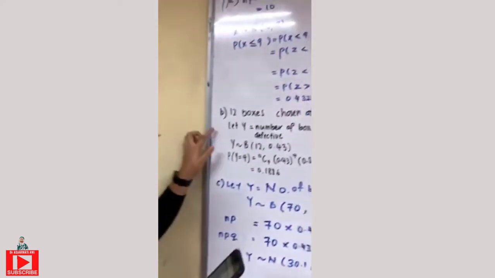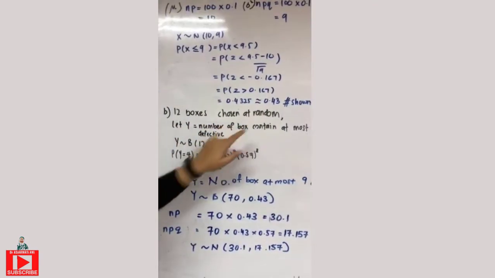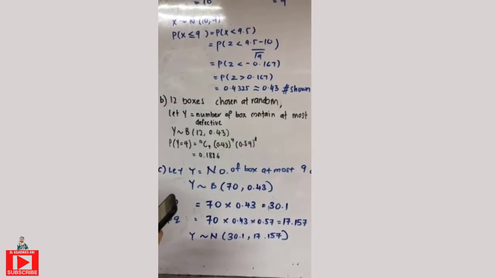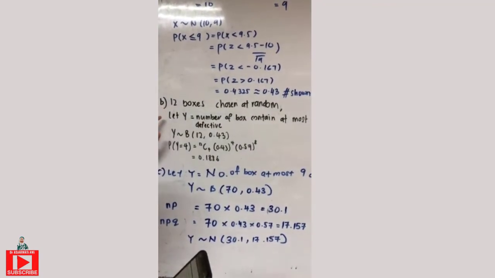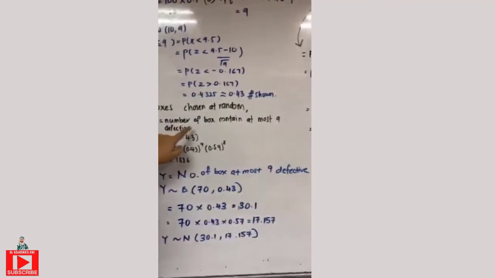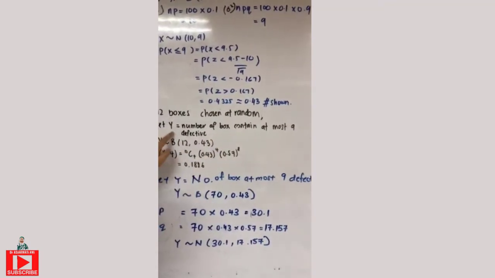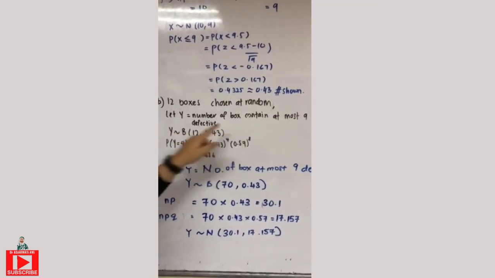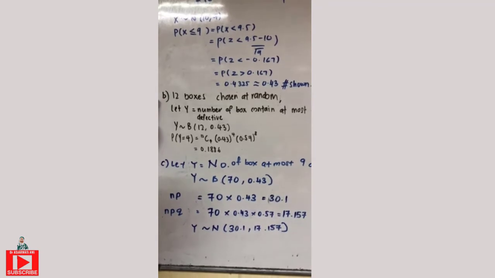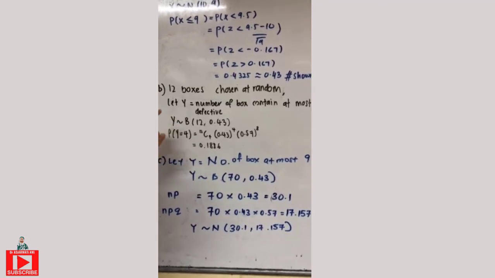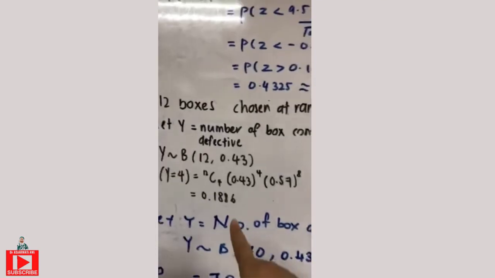Okay, next. Ni siapa pula yang nak explain? Seterusnya yang B, dia pilih 12 box, random kan. Lepas tu dia nak cari 4 daripada 12 box ni yang Y apa? Y ni number of box contain at most 9 defective compact disc. So dia nak cari 4 daripada 12 ni yang ada at most 9 CD.